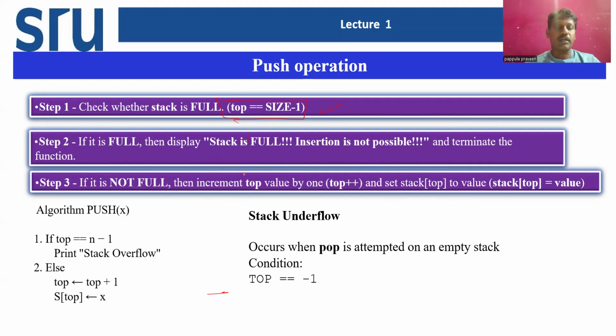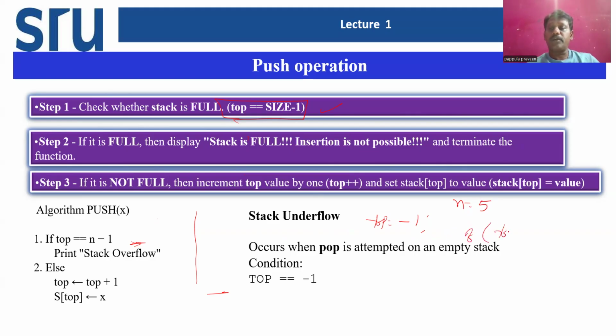So coming to the algorithm of the stack, you observe here, algorithm push of x. X is the element. If top equal to n minus 1, stack is full. What is n value? I want to write here. See, top equal to minus 1 initially. Now n value equal to 5. We assume n value equal to 5.